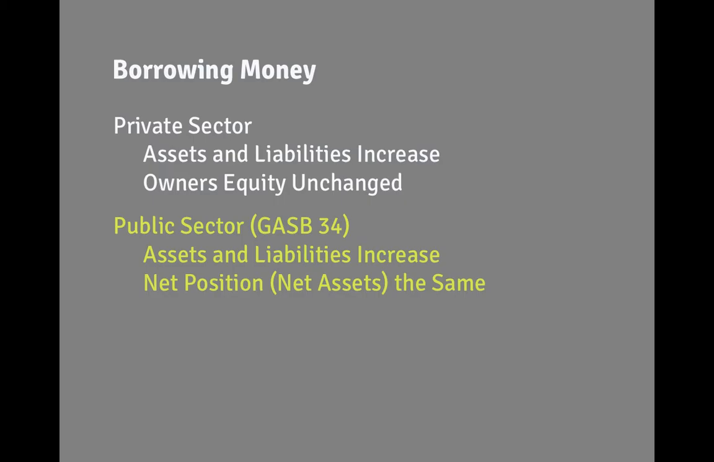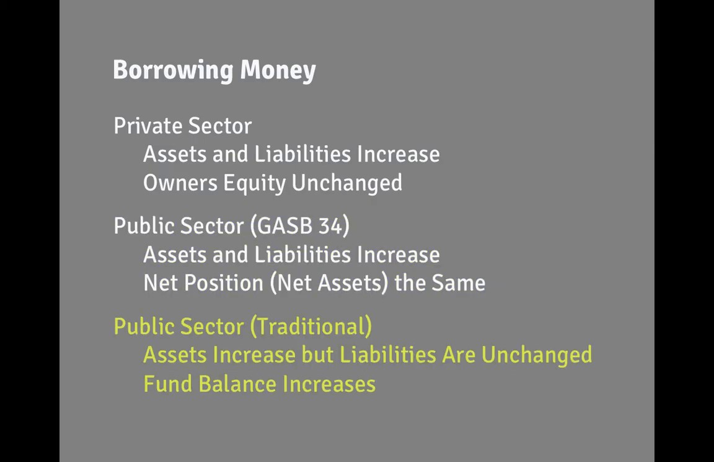Under the GASB 34 statements in the public sector, the exact same thing would occur. Your assets would go up, your liabilities would go up, and in this case your net position or net assets would remain the same. In the traditional public sector statements, your assets will go up, but your liabilities are unchanged.